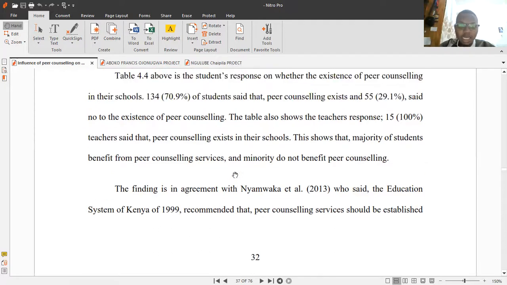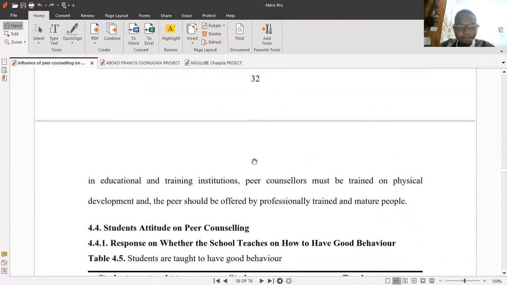But again, the way you have just said it here, that you have found that there is peer counseling and you are supporting it with the start of Yamuka, it could have been the same. With this start that you found, you go again to chapter 2 and say, Researcher 2020 found that there is peer counseling in schools. That was the point that I wanted to bring. I hope you got it.